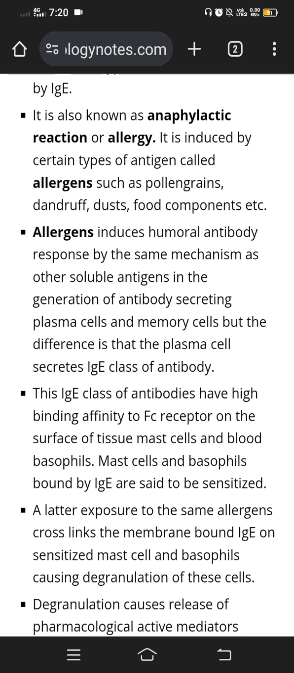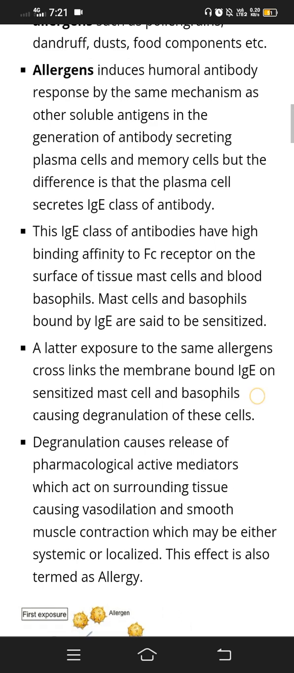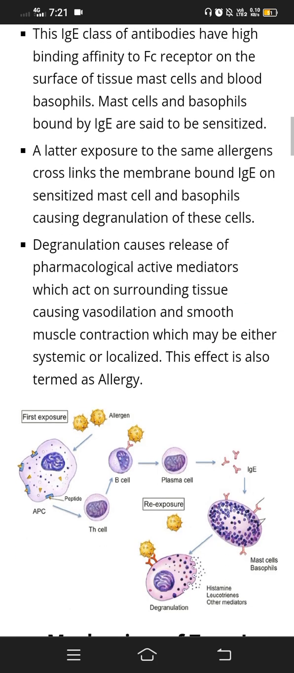This IgE class of antibodies has high binding affinity to Fc receptor on the surface of tissue mast cells and blood basophils. Mast cells and basophils bound by IgE are said to be sensitized. A later exposure to the same allergens cross-links the membrane-bound IgE on sensitized mast cells and basophils, causing degranulation of these cells. Degranulation causes release of pharmacologically active mediators which act on surrounding tissue, causing vasodilation and smooth muscle contraction, which may be either systemic or localized. This effect is also termed allergy.